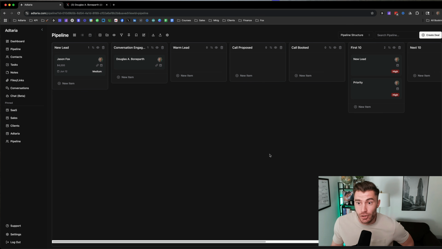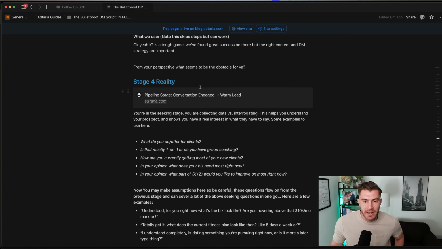Calls proposed should be empty pretty much at the end of every day because they're either call booked or moved to ghosting or moved back to warm lead. That should be cleared out. This should always have 10 people, because these are the people who have your money. So it's important that you update those stages as you're going through the conversation.